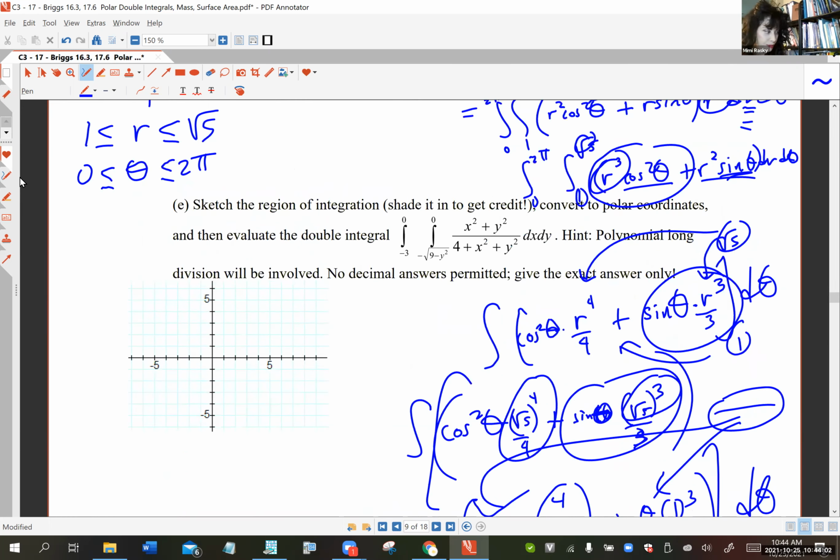Okay, new example. Letter E, sketch a region of integration, convert to polar, and here's a double integral. Okay, so this one's a little bit different because we don't have to do the setup. They already set it up for us. Oh, thanks, guys. But here's the hard part. Sometimes when I do the setup for you and I say sketch the region of integration, that can be a little bit of an issue for some folks because they're not clear on the region of integration.